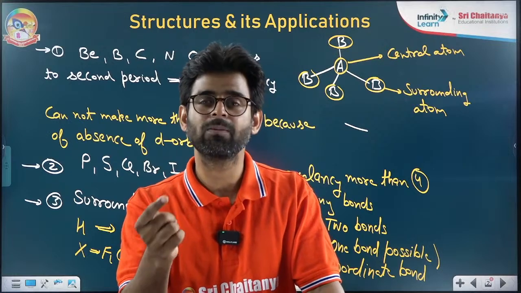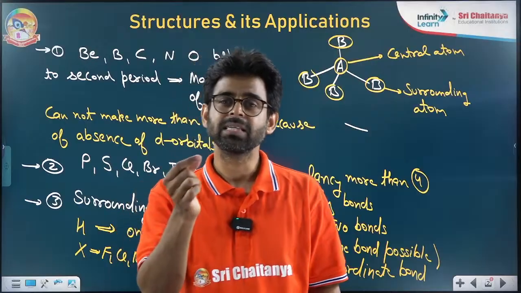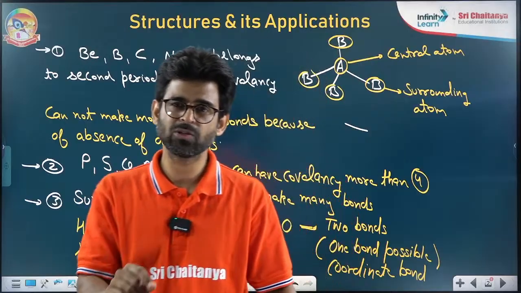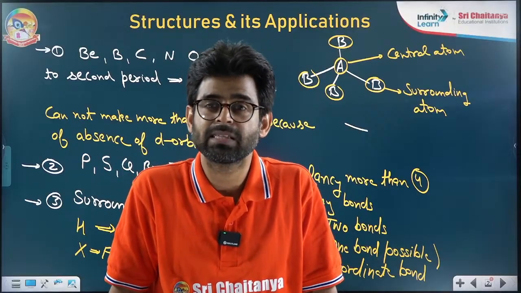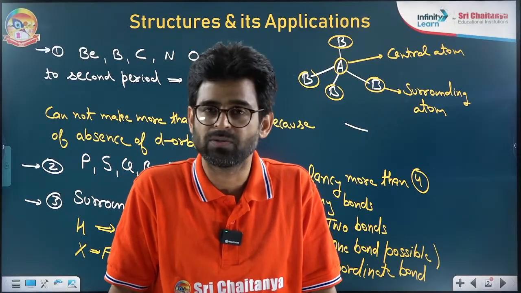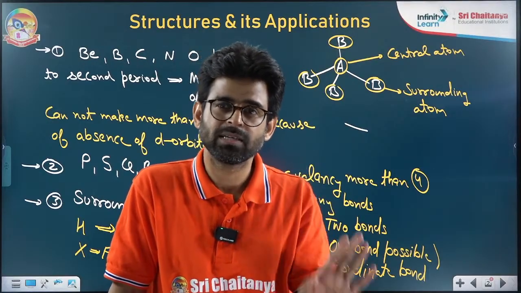15th group elements have how many? 5 valence electrons. 16th group elements have 6 valence electrons. 17th group elements have 7. And 18th group elements have how many valence electrons? 8 valence electrons. Right? You know which element belongs to which group?